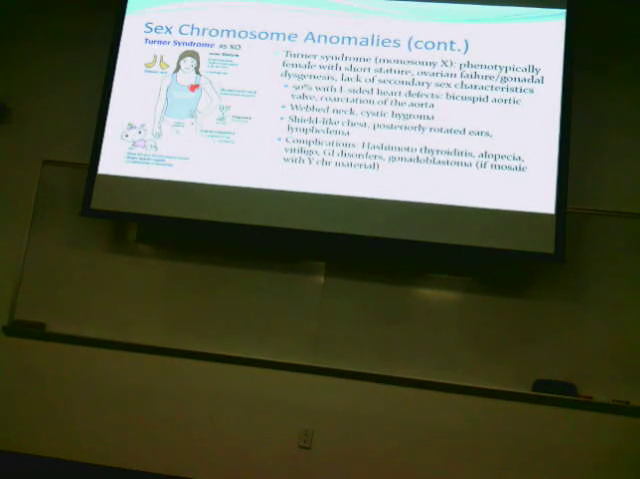And the complications we want to think about are a few autoimmune ones: Hashimoto thyroiditis, alopecia, vitiligo, GI disorders, and gonadoblastoma. And this is kind of just illustrating all the different widely spaced nipples, short fourth and fifth metacarpal bones, and lymphedema.